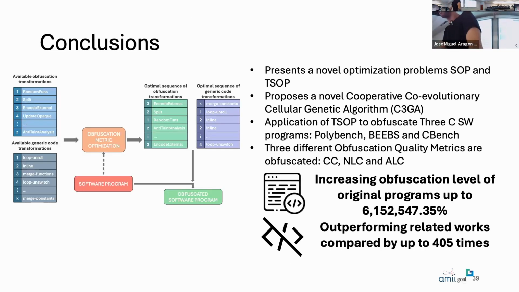And as conclusions, we have presented two different combinatorial optimization problems: the software obfuscation problem and the two-level software obfuscation problem. We have proposed a cooperative co-evolutionary cellular genetic algorithm to solve this new problem, and we have studied and obfuscated different software from the literature, considering different obfuscation quality metrics. We have increased the obfuscation levels of the original programs up to 6 million% in the best case, and we have outperformed the related works in the best case by 400 times.